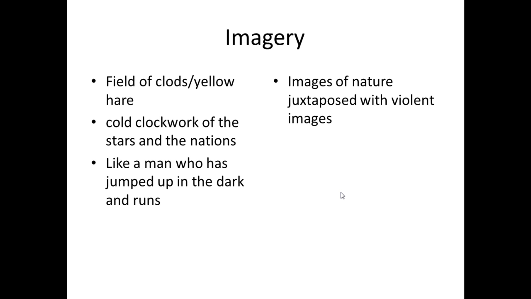The imagery. We have images of nature. Ted Hughes often uses nature in his poems, and these are juxtaposed. These are placed alongside violent images. Remember, juxtaposition is the placing alongside of words, of themes, of images, and they can complement each other or they can contrast. And here we have nature and violence as a contrasting image. That's not to say that violence is absent from nature, but we see that in this particular poem there is a contrast.